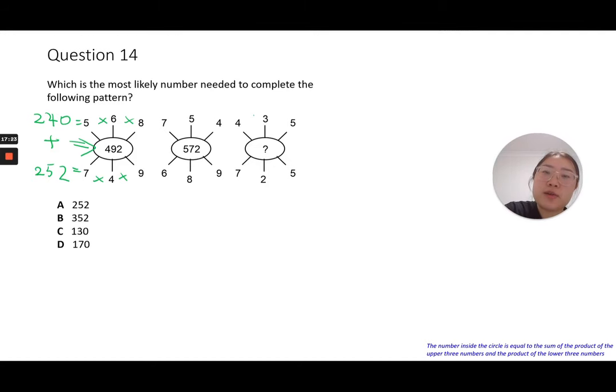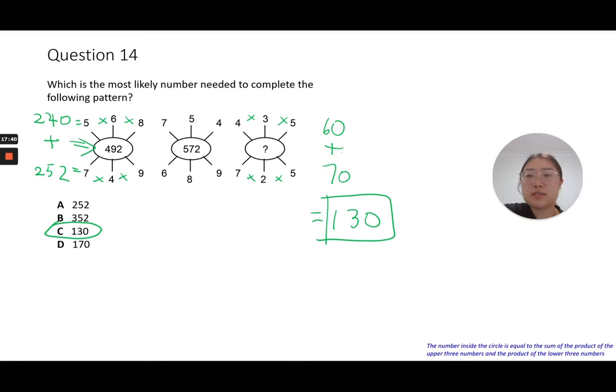Let's go straight to our one that we want to figure out. So when you times that top row, 4 3s are 12 times 5 is 60. 7 2s are 14 times 5 is 70. Add it together and you get 130, or option C.